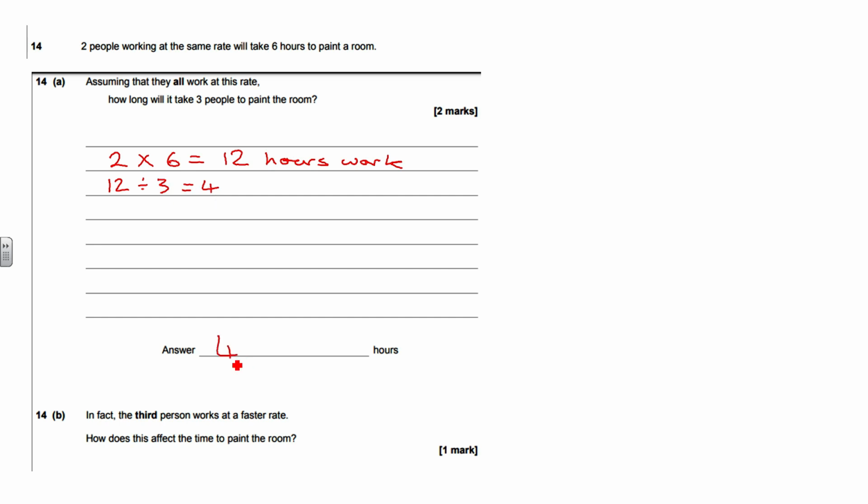In fact, the third person works at a faster rate. How does this affect the time? So if the third person's even faster, then they should get done quicker, shouldn't they? So it will take less time needed. Less time. So they brought in Bob, the super painter. I'm going to paint all this. Here we go.